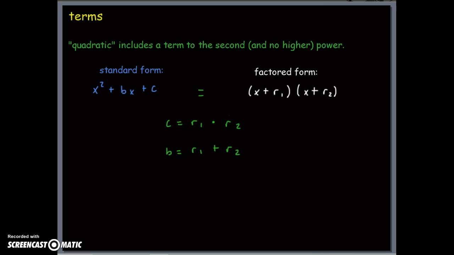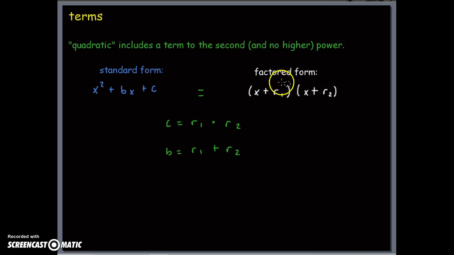Our key term today is quadratic, and a quadratic is a special type of polynomial that includes a term to the second power, and that second power being the highest power that's in the expression. So we've got our quadratics in standard form, where you can see that the highest power is the second power, and then they've ranked them from highest to lowest, all the way down to the constant.